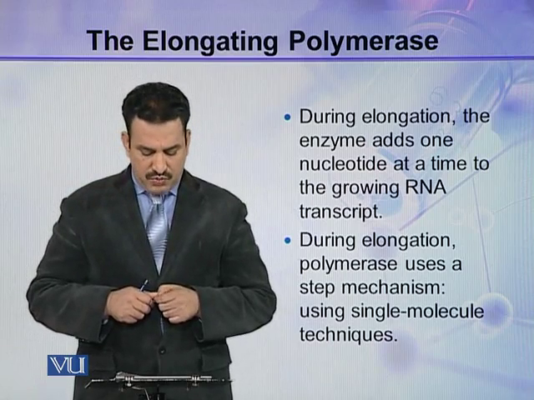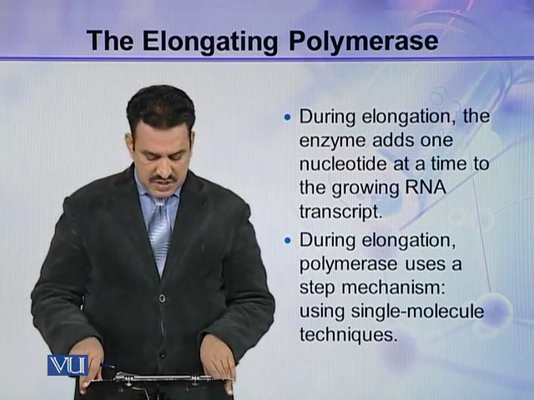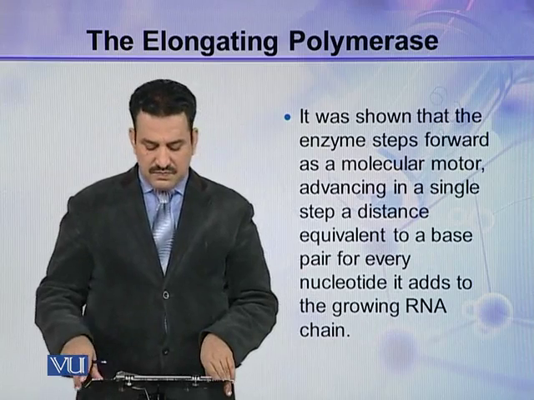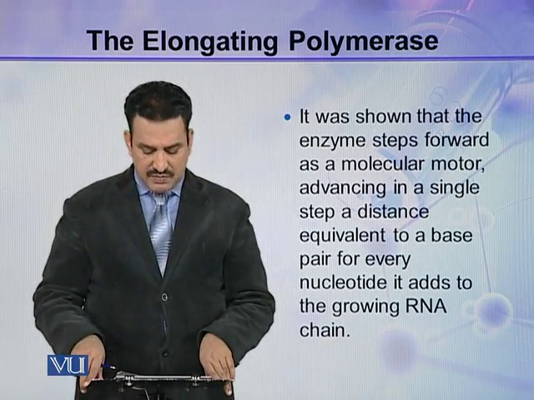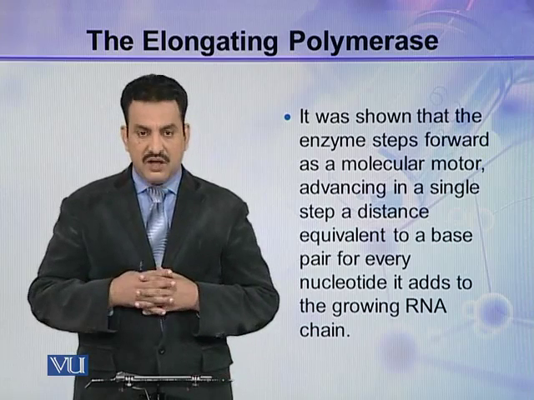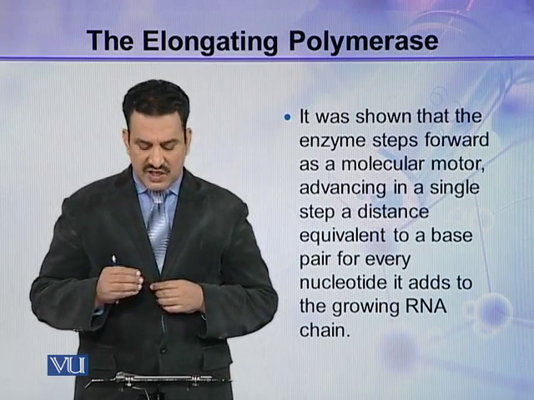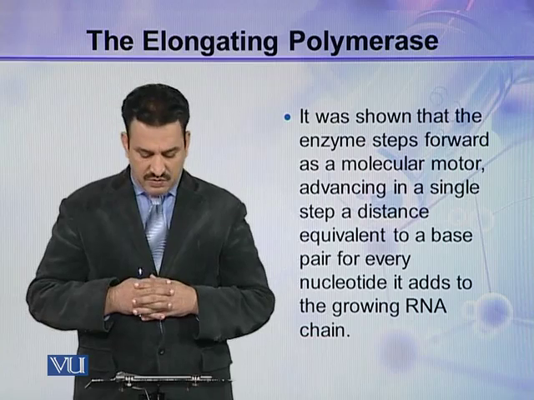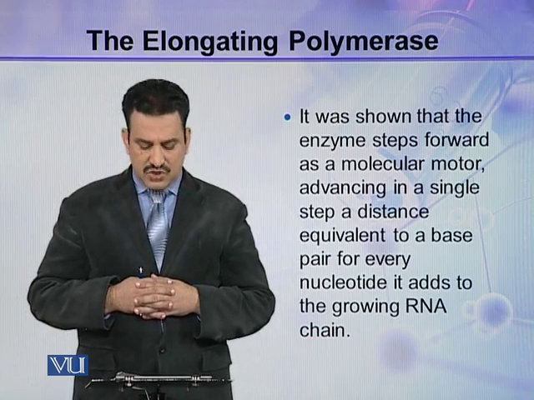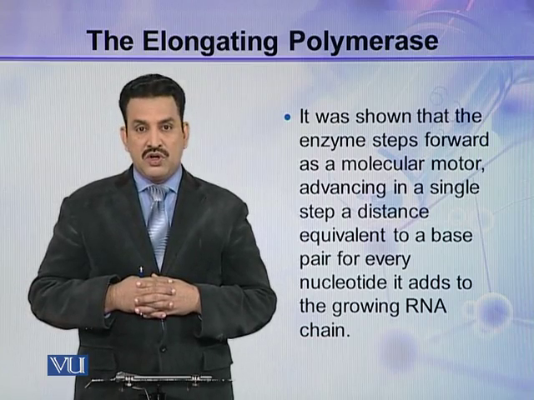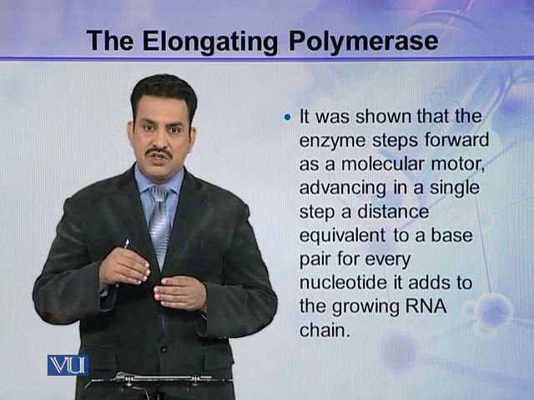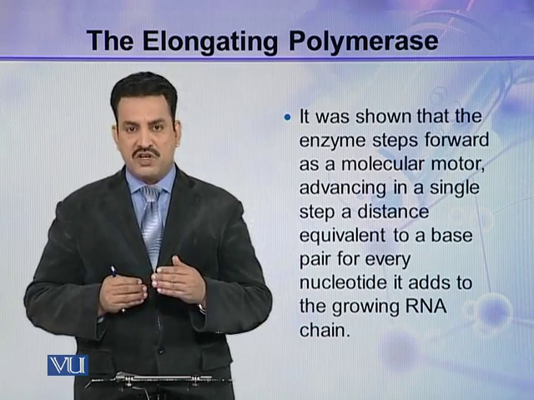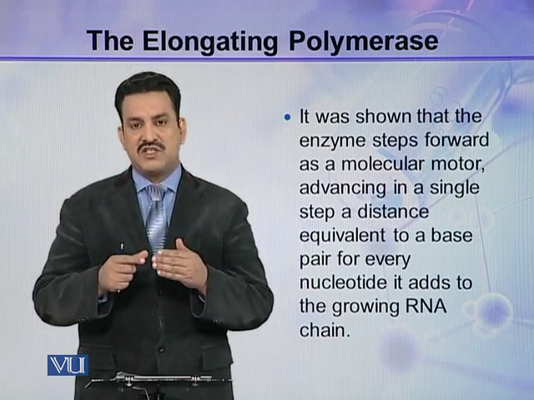During elongation, polymerase uses a step mechanism. Using single molecule techniques, it was shown that the enzyme steps forward as a molecular motor, advancing in a single step a distance equivalent to a base pair for every nucleotide it adds to the growing RNA chain. So when one nucleotide is added to the chain, this molecular motor moves, and this distance is only one base long.